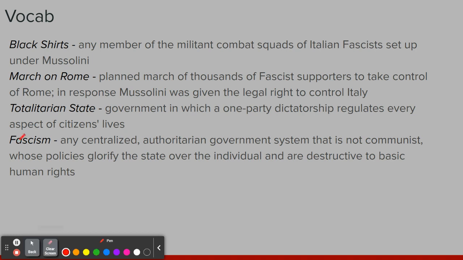Lastly, and most importantly, we have fascism. Fascism is kind of the big thing we're introducing with this unit. This is a government system that is very centralized. It's very dictatorial. And the key thing about it, it is not communist. Fascists and communists hate each other. They will usually end up fighting a war. And we'll go over what the aspects are of fascism a little later.